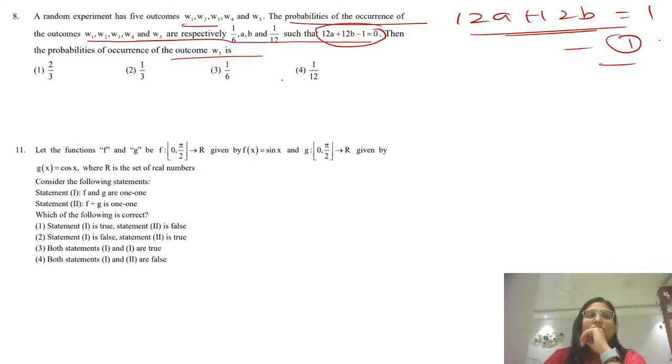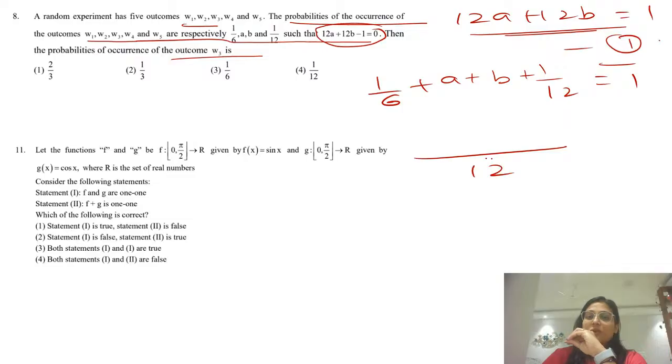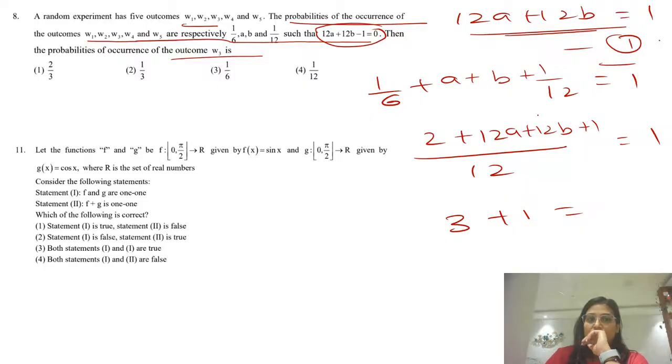Now we know that if we are performing an experiment and 5 outcomes are there, the probability of the sum of all the outcomes is always 1. Correct? So this will be 1. Now take the LCM as 12. Now do the cross multiplication here. 3 plus 12A, 12B, 1 is equal to what? Wait, student. Oh my God, W3 is also there. How can we forget the W3? So I'm just writing the W3 here. Rest 1, 2, 3, 4. Yes.